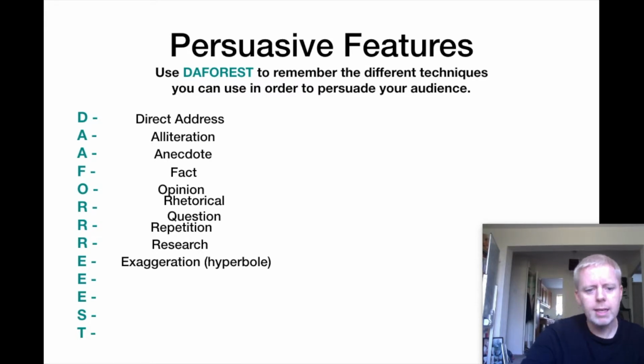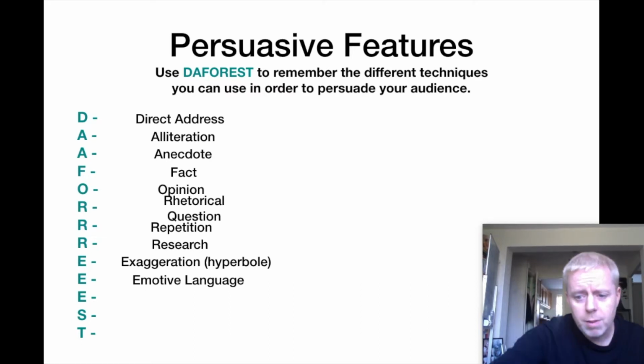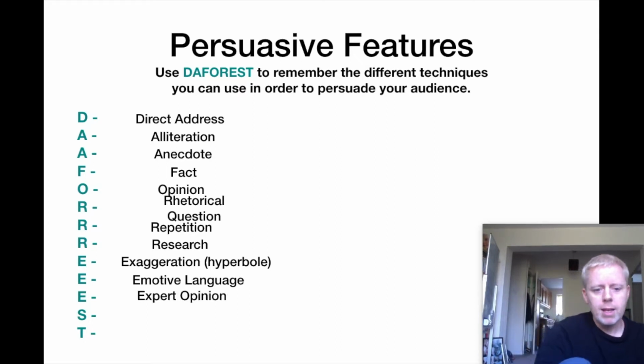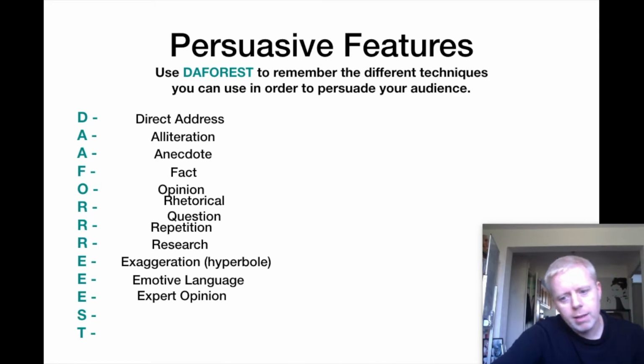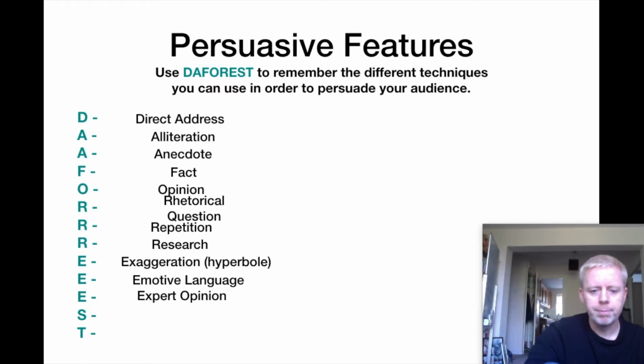Emotive language. Think of the poor little children, the orphans, starving, homeless little children. It's emotive language. Nobody's going to read words like that and feel anything other than empathy and sympathy. And if it's a charity, well, you're more inclined to put your hand in your pocket and donate. Expert opinion: Professor so and so at such and such a university lends more gravitas, makes your argument carry more weight, to be more serious.